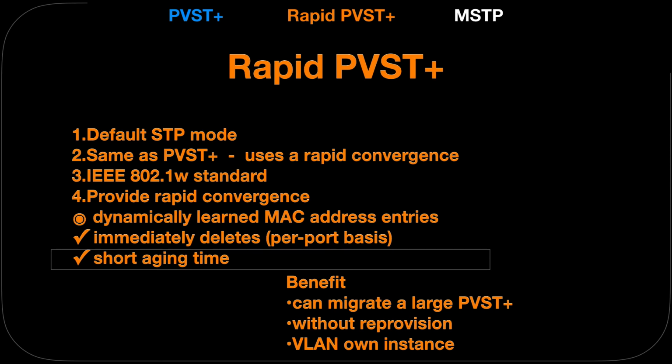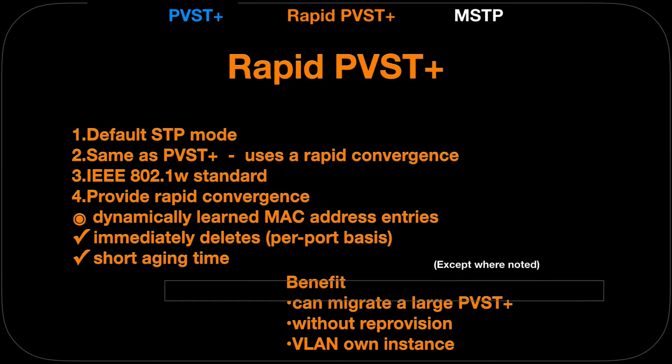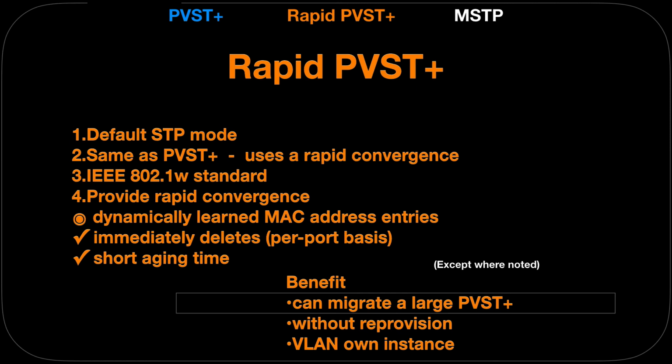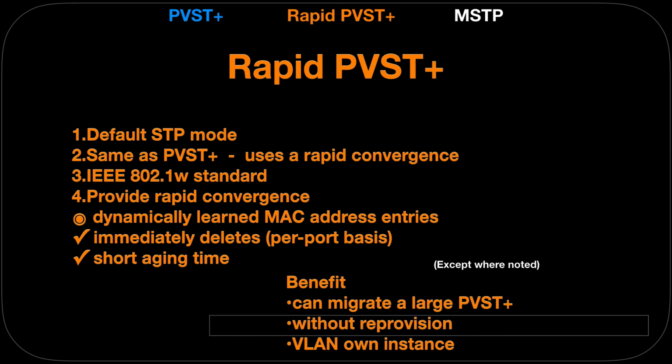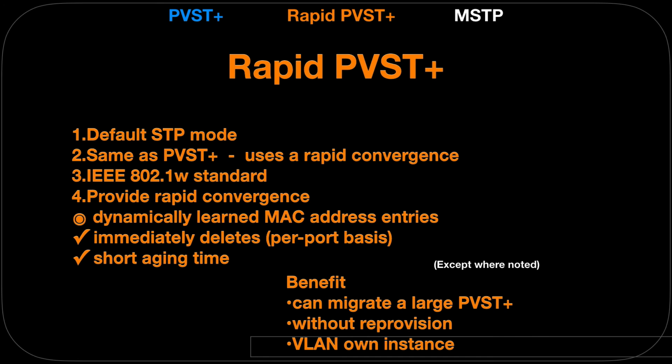Rapid PVST+ uses the same configuration as PVST+, except where noted, and the device needs only minimal extra configuration. The benefit of Rapid PVST+ is that you can migrate a large PVST+ install base to Rapid PVST+ without having to learn the complexities of the multiple spanning tree protocol, MSTP, configuration, and without having to re-provision your network. In Rapid PVST+ mode, each VLAN runs its own spanning tree instance up to the maximum supported.